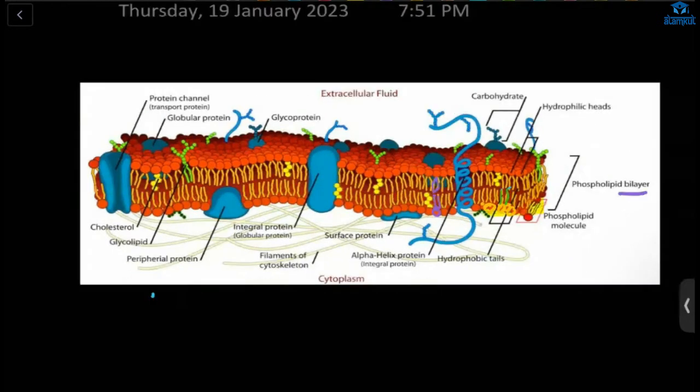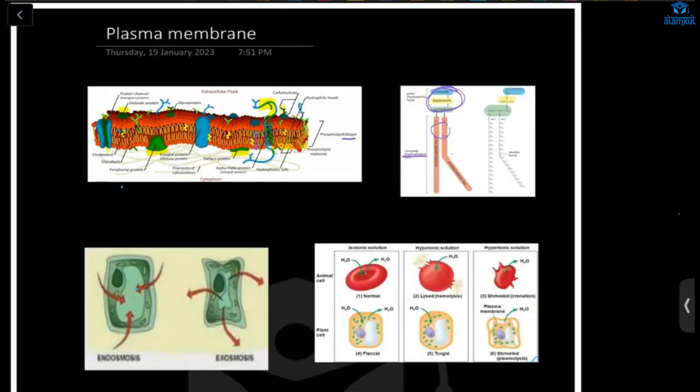Here we also have glycoprotein, then globular protein, then protein channel for some specific solute, material, or ion to come, and integral protein, peripheral, that means at the side, this protein is present. This surface protein, then alpha helix protein, different kinds of protein are present. And here we also have carbohydrate. This is the structure of the plasma membrane.